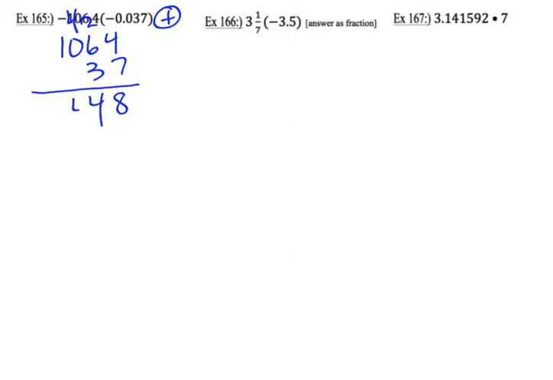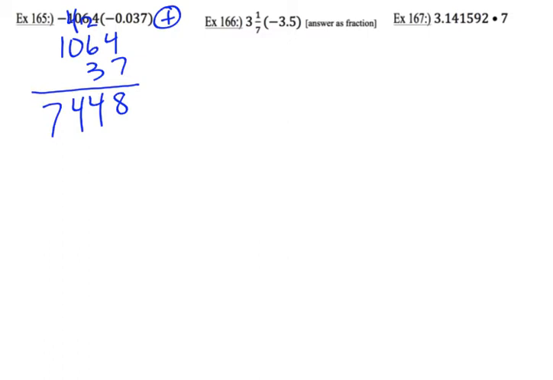Next, negative 106.4 times negative 0.037. I need to stack and multiply, ignoring the decimal points. By the way, it is negative times negative, so my answer is going to be positive. 7 times 4 is 28, carry the 2. 7 times 6 is 42, plus 2 is 44, carry the 4. 7 times 0 is 0, plus the 4 is 4. 7 times 1 is 7.